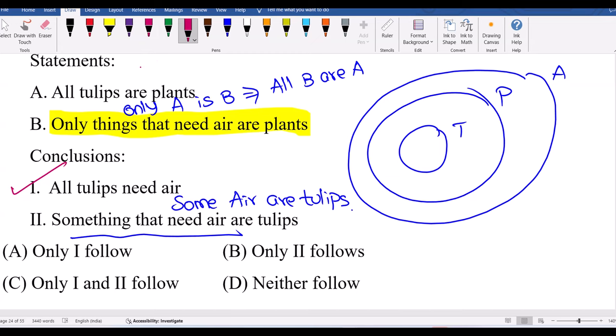We need to be good in English; I'm not that good. Okay, "something that needs air" means the plants need air. This is not "some air." I considered "something that needs air" as "some air." Can we consider that as "some air," or is it like plants? Something that needs air: only things that need air are plants.